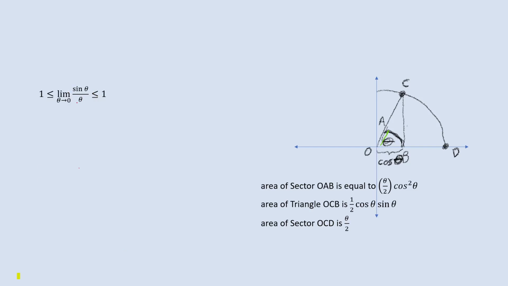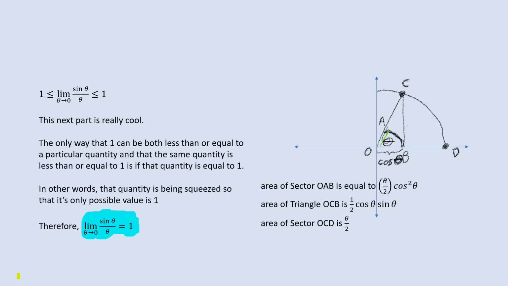Now, look at what we've got here. We know that the limit as theta goes to 0 of sine theta over theta is greater than or equal to 1, based on that 1 on the left. But we also know that it's less than or equal to 1, based on that 1 on the right. The only way it's both greater than or equal to 1 and also less than or equal to 1 is if it is equal to 1. And some people call this the squeeze theorem.